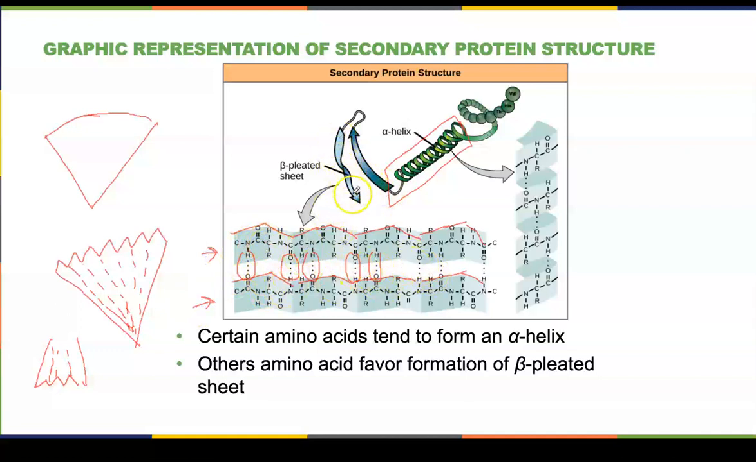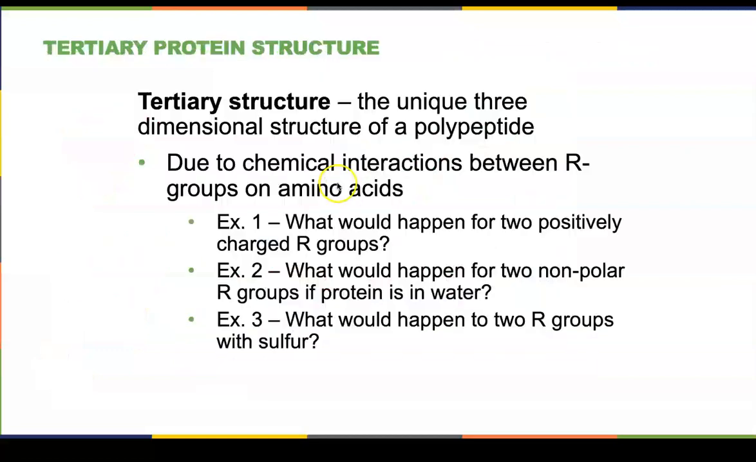And then in a further out view, here's what a beta-pleated sheet might look like in a protein, sort of in this area. So alpha helices, beta-pleated sheets are our secondary structure. Let's move on to tertiary structure.